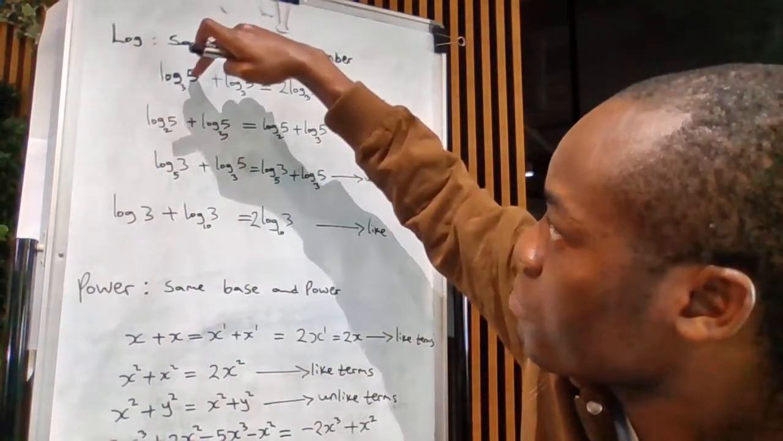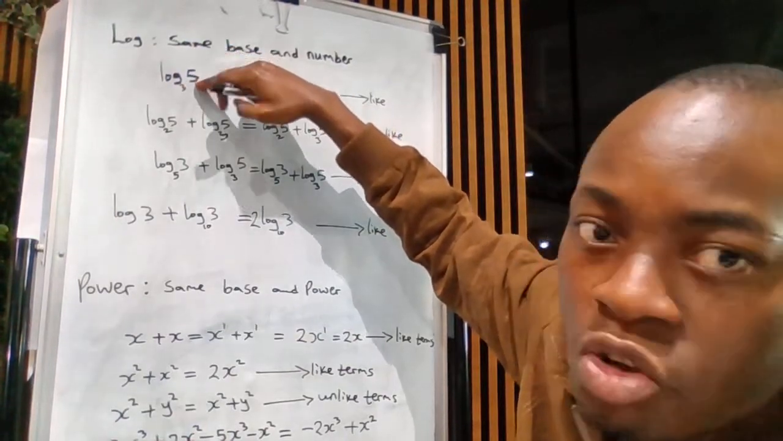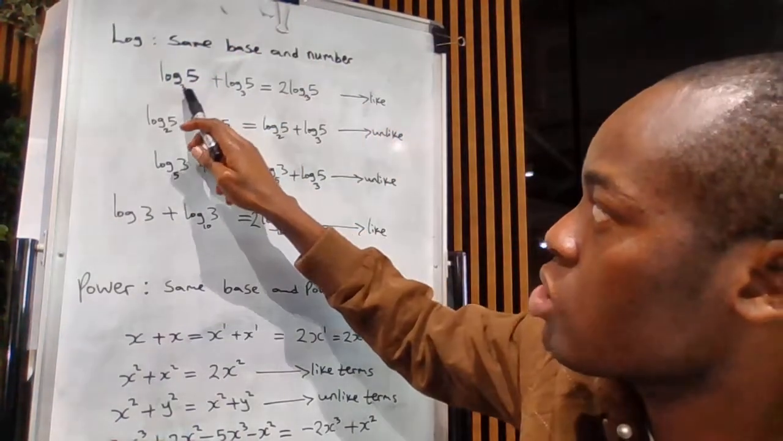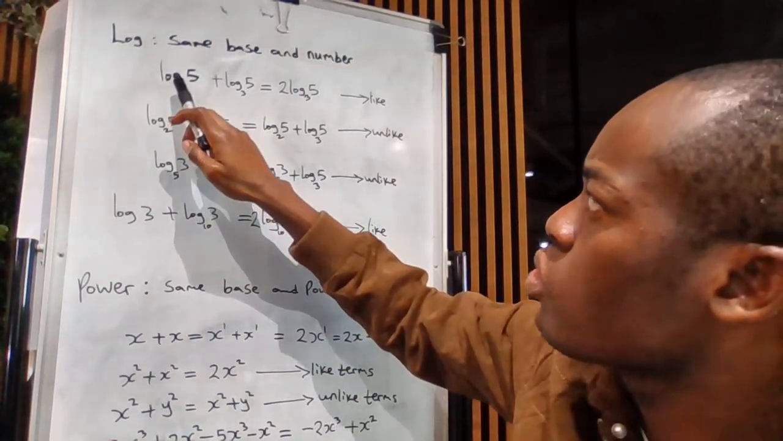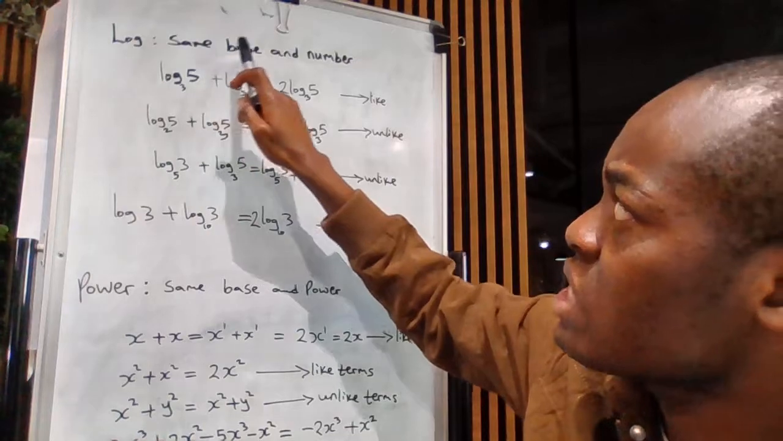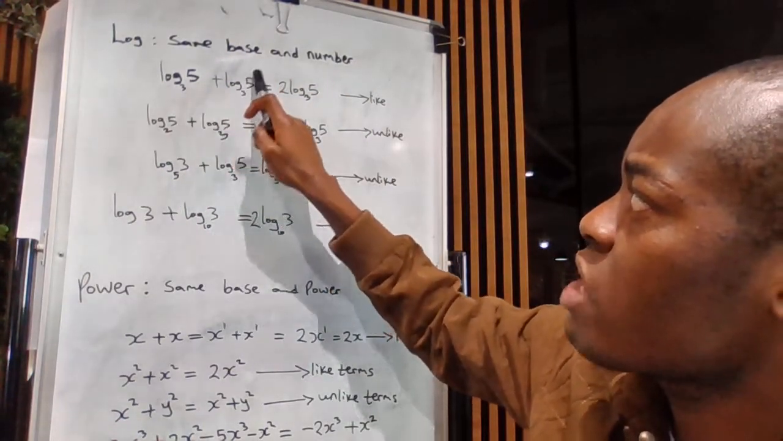This is the number, this is the base. The base is under the logarithm. Don't write the base under the number, please. The base is under the logarithm, not under this 5. Take note of it as a student. So logarithms must have the same base and same number. That is log 5 base 3 plus log 5 base 3.